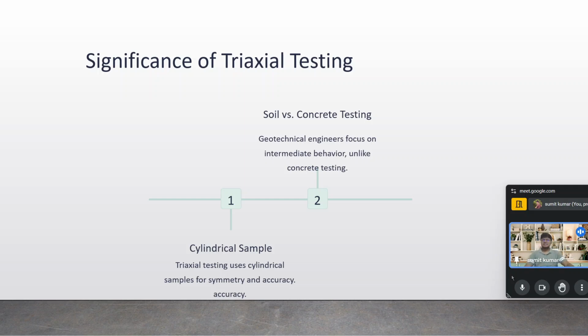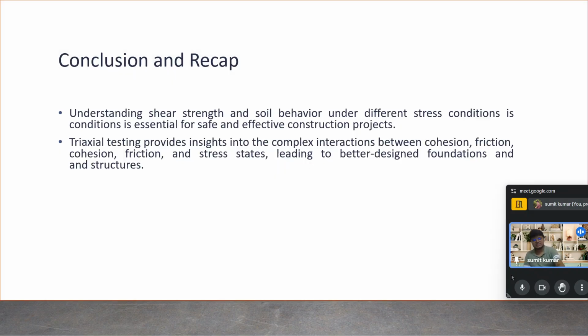As I have discussed just now, we consider any soil sample below the ground in a cylindrical manner. That type of composition we make in the laboratory on those soils, so that it signifies the real field condition. When we talk about testing on soil or concrete, geotechnical engineers focus on the intermediate behavior, unlike concrete testing.